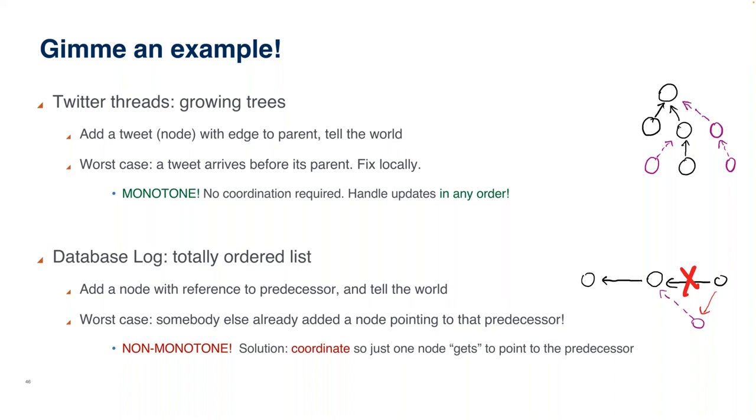So it's not just the accrual of a bunch of information, this is true, this is true, this is true. It's a case where you're saying something's true, and then you're saying, actually, you know what, it's false. I take it back. That's what's called non-monotone, that toggling between true and false. And the only way to get this right is to coordinate. We're going to have to have all the computers agree that exactly one node gets to point to this parent. So hopefully that gives you a flavor of the difference between monotonicity and non-monotonicity.